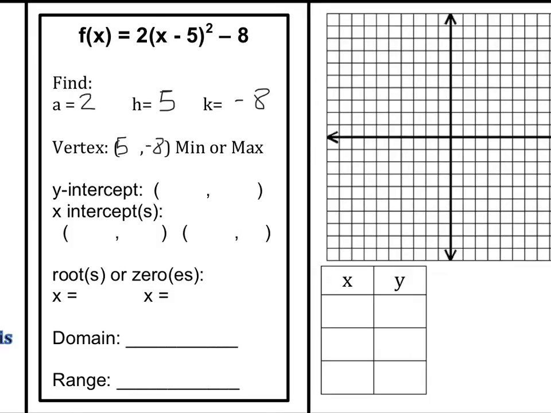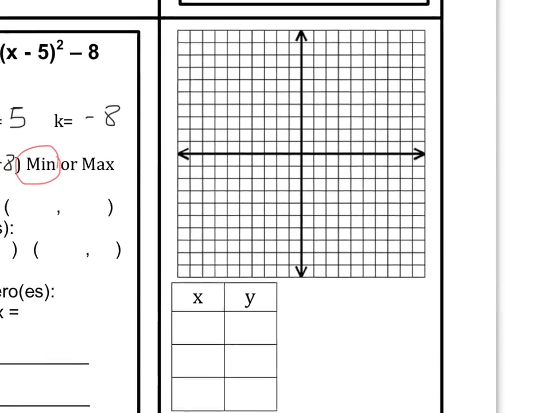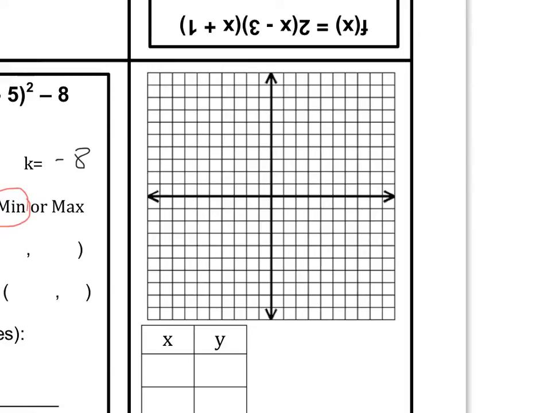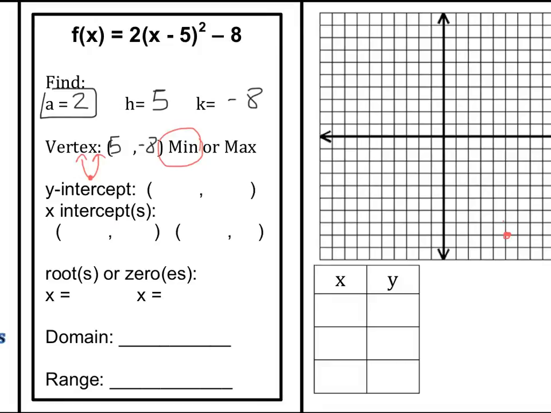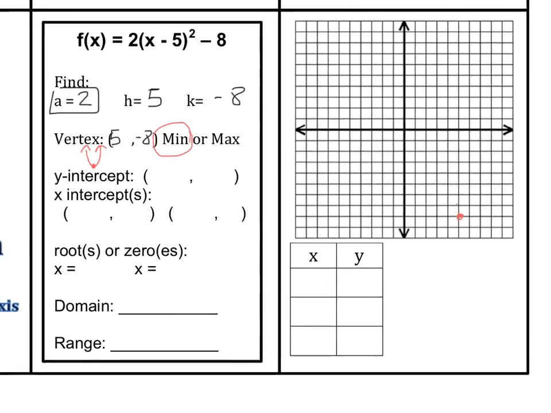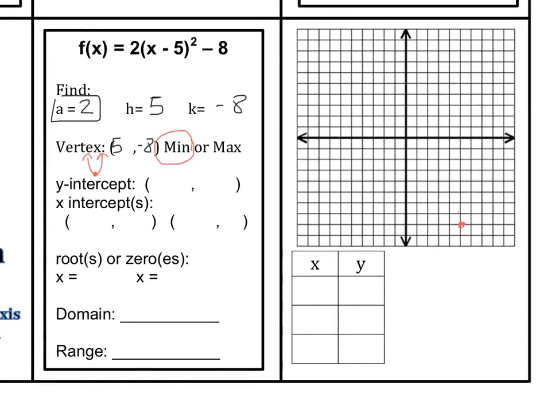Now, since the a is positive, this is going to be a function opening upward. In this case, the vertex is going to be the lowest point, so that's going to be called a minimum. Now, let's go ahead and plot the vertex. So that's my vertex, and I know that my graph will open upward. Now, we do have a pattern that we need to follow. But before we know what the pattern is, let's go ahead and plug in some points. I'm going to start with my vertex, and I'm going to put it in the middle.